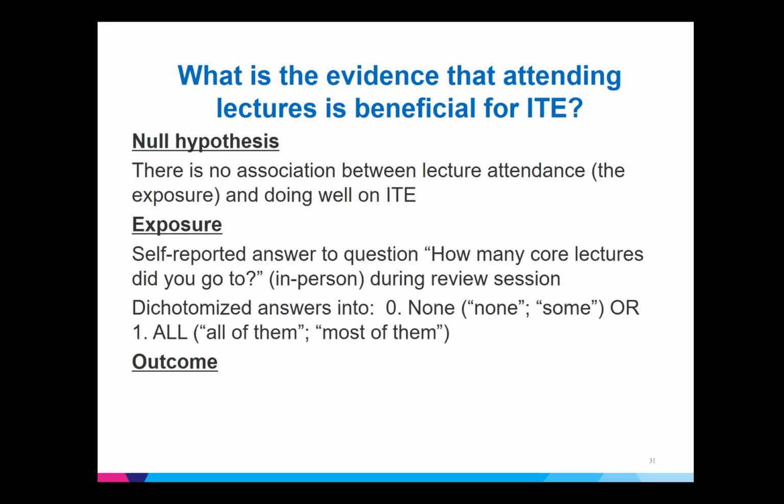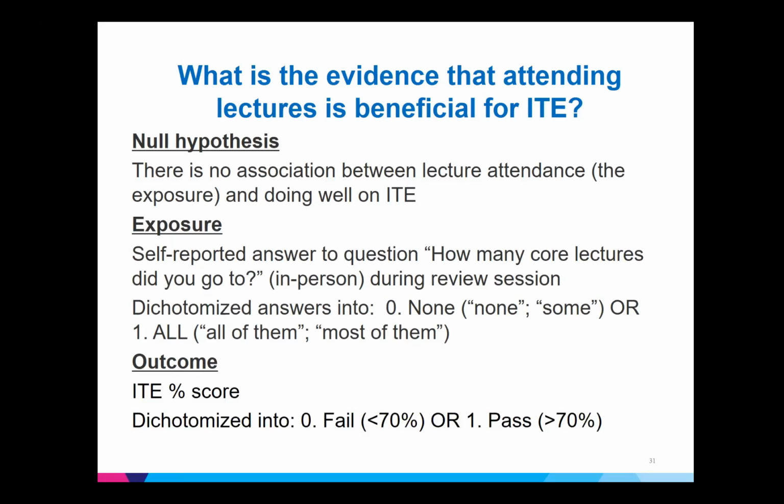This is asked during a review session. So there's a review session, and people are being asked how many core lectures they went to, self-reported. You're going to dichotomize these answers, where 0 is none or some, because you're just going to use a dichotomous variable, or you say all, meaning that they went to all of them or most of them. Now you can question even the way the person designed the study and created the variables.